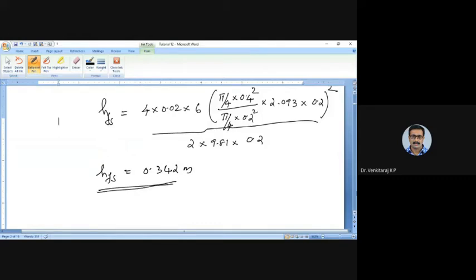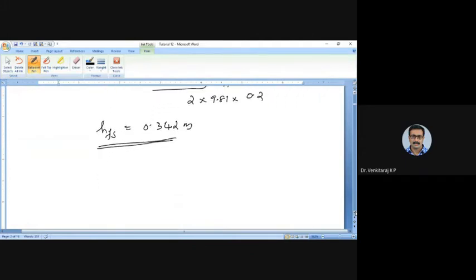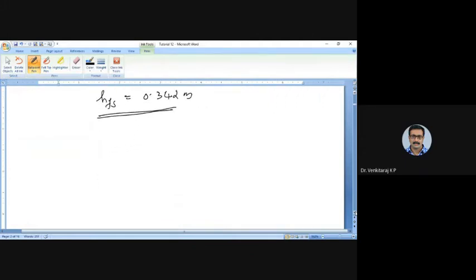Similarly, we can calculate the head loss due to friction in the delivery pipe. So HFD, we can write here, friction head loss in the delivery pipe.